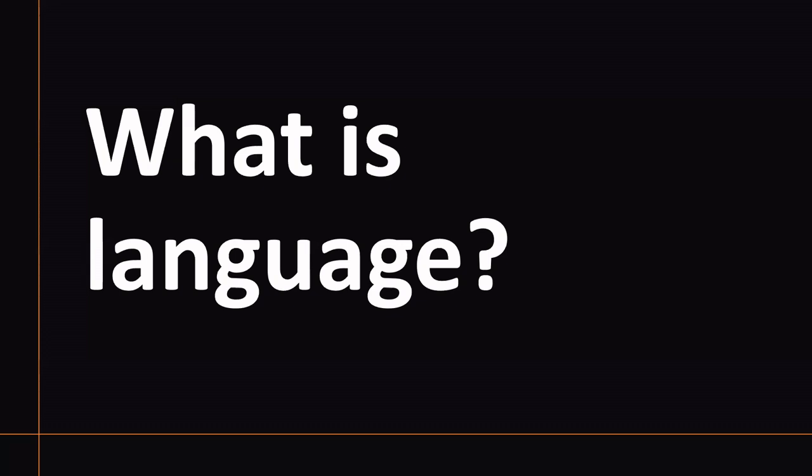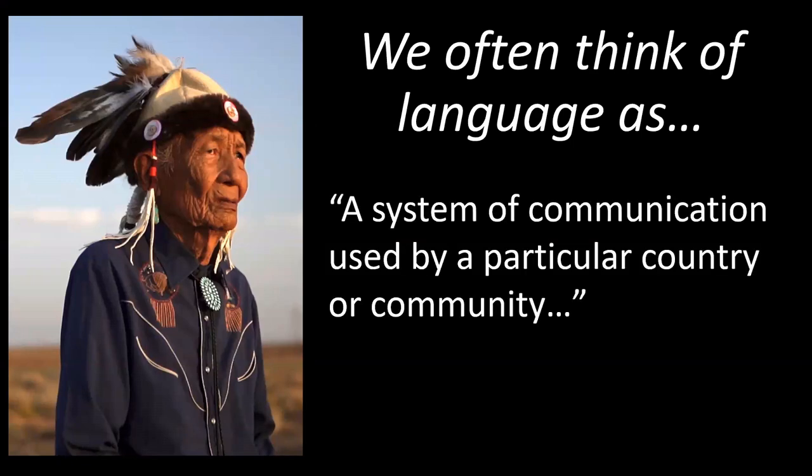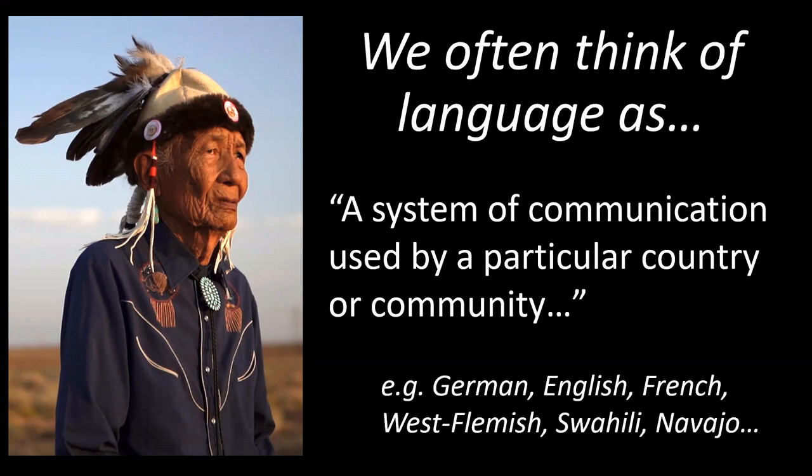What is language exactly? When we talk about language, a lot of people automatically think of something very narrow, a system of communication used by a particular country or community. There are about 7,000 languages that correspond to that definition. For instance, what I'm using now, English, but it could also be German, French, West Flemish, Swahili, Navajo, and so on and so on. That is a very narrow definition of language, and it basically says that there are about 7,000 different languages out there, but we're going to talk about the anatomy of language.